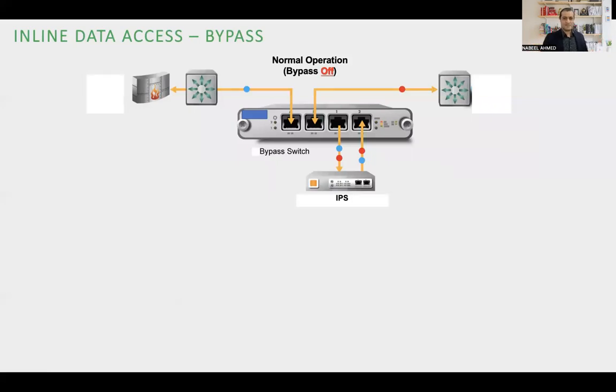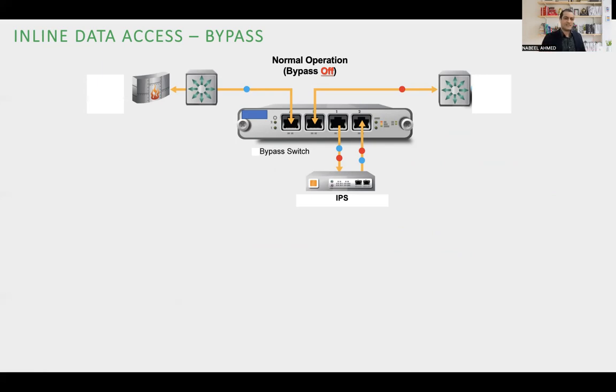So in this example, we have two networks, one on the left, one on the right. And we have this, well, the network packet broker can also be called a bypass switch in this case. And it's connected to an IPS. So IPS, well, intrusion prevention system, intrusion detection system. Nowadays, they call it sandboxes in the industry.